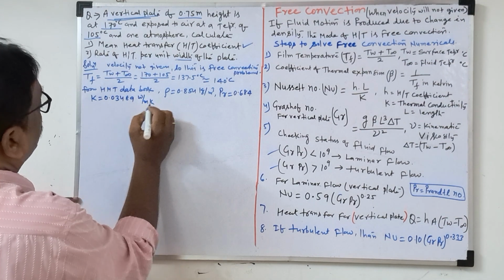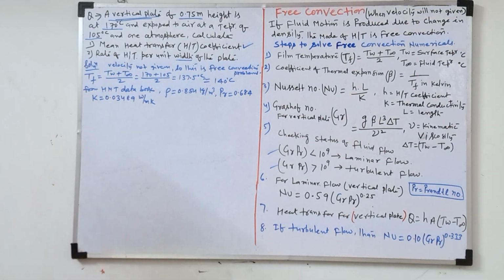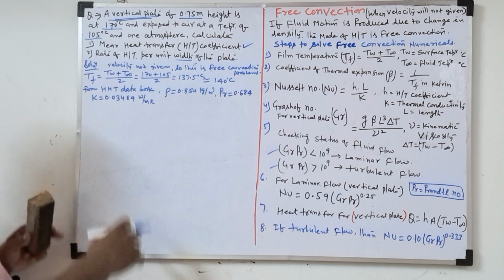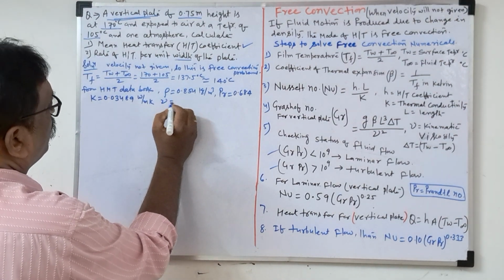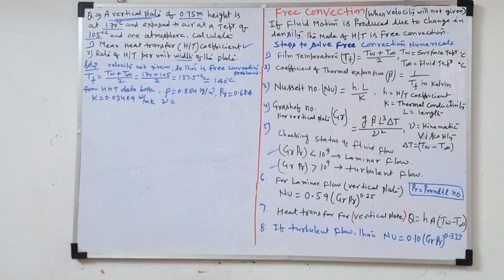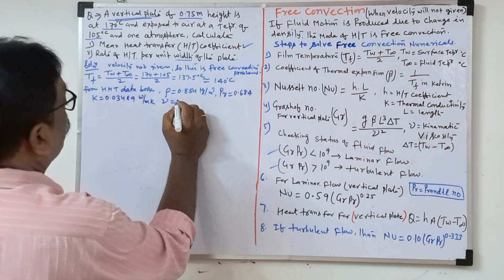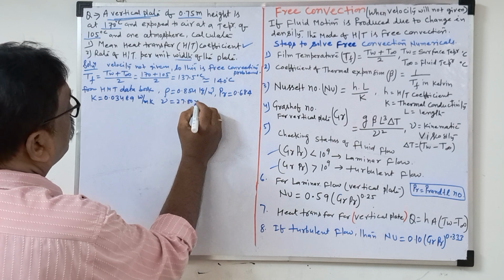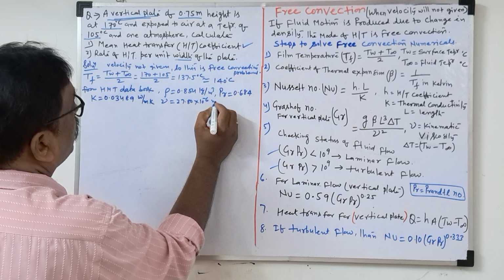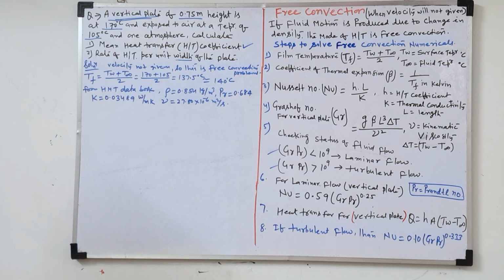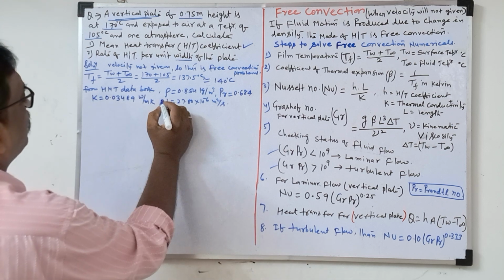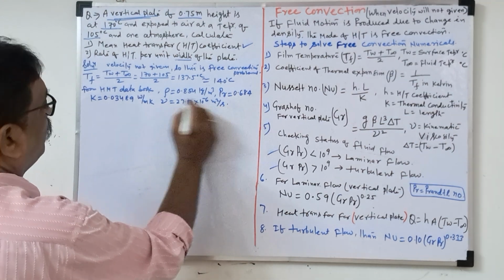meter Kelvin. This will be on approximately page number 42, 43, according to which edition of the data book you have. So around page 42, 43, all these properties will be there. Then we'll also write the kinematic viscosity. Kinematic viscosity will be 27.80 into 10 power minus 6 meter square per second. This is on approximately page number 42, 43, 45, according to the edition.